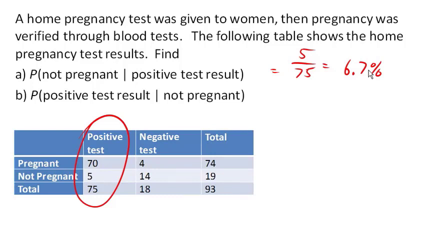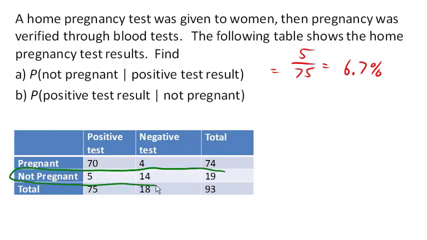Now, let's look at the next one, which is the probability of a positive test result given that they're not pregnant. Here are all 19 people who are not pregnant, and out of them, 5 have a positive test result. This is what's called a false positive. This is when somebody who doesn't actually have the condition gets a positive result anyway, so it's an accidental positive result.